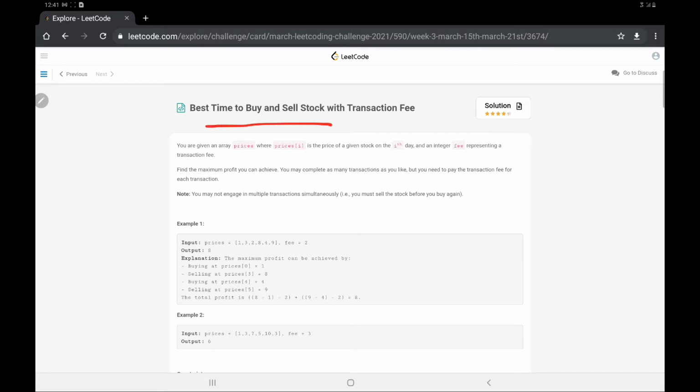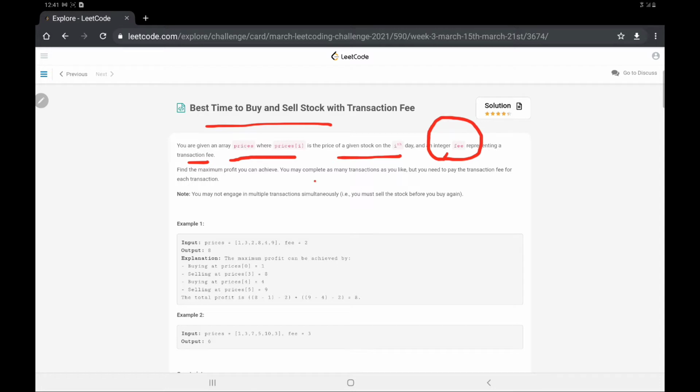The question for today is best time to buy and sell stocks with transaction fee. Given an array of prices where prices[i] is the price of the stock on the ith day, and an integer fee representing the transaction fee, we have to return the maximum profit we can achieve by buying and selling the stocks.